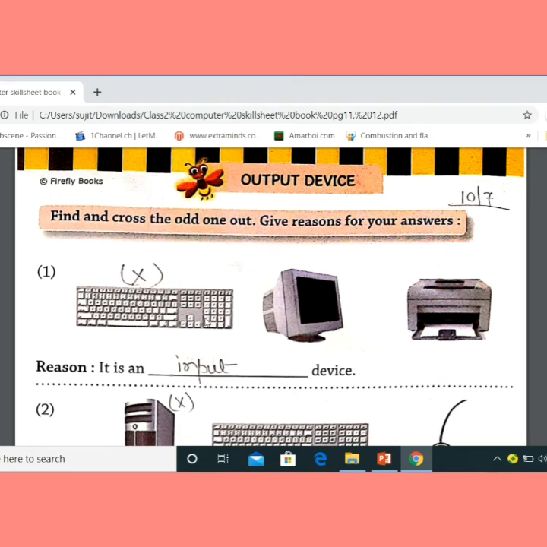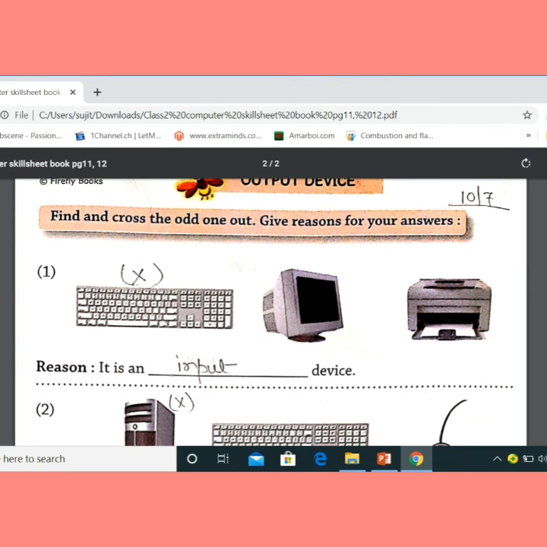See in this picture, this is the keyboard we all know, then this is the monitor and this is the printer. I said that monitor and printer are output devices, so these two fall in the same category, but the keyboard is an input device. So this category is different. This is the input device category and these two are the output device category. So which is the odd one here? Keyboard is the odd one. So we first cross the keyboard and then write the reason. Why did I cross it? As it is an input device. So it is odd among these three.